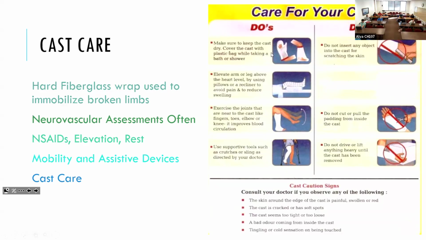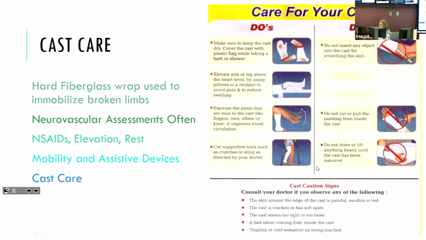Don't get it wet. Yeah, don't get it wet. Keep it dry. What else? Don't stick anything down. Exactly, yeah. You might put something down in there and you could cut yourself and then get an infection down in there. That wouldn't be good. And don't put anything down in there to scratch because I've been told by a lot of people that it gets really itchy down in there. Don't cut on it or try to pull it loose. And then do not, what does it say, drive or lift anything heavy until the cast has been removed. I've seen kids playing sports with their hard cast on, so, you know, they must be pretty good.